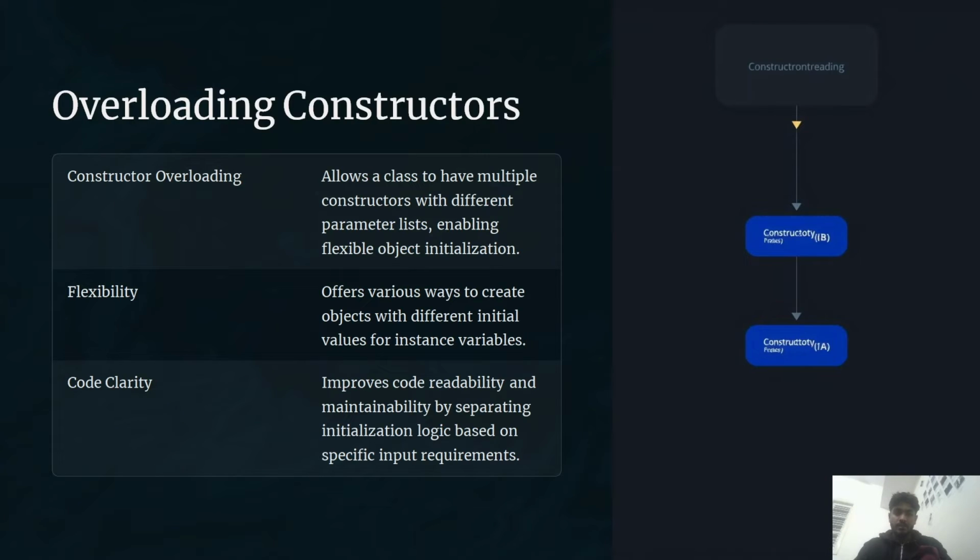Overloading constructors. Constructor overloading allows a class to have multiple constructors with different parameter lists, enabling flexible object initialization. Flexibility offers various ways to create objects with different initial values for instance variables. Code clarity improves code readability and maintainability by separating initialization logic based on specific input requirements.